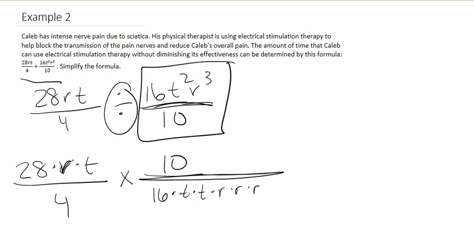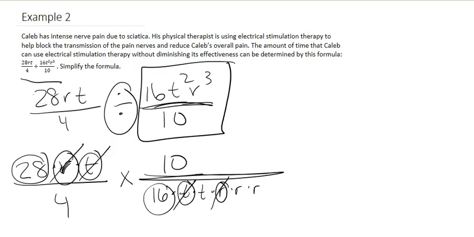Using our diagonal rules, we have an R here and an R here. So we can cross this one out and this one out because R divided by R is 1. Now we have this T here and a T here. Let's cross these out. Now we have a 28 here and 16 here. So we can actually divide by 4 on each one. So 16 divided by 4 is 4. 28 divided by 4 is 7.